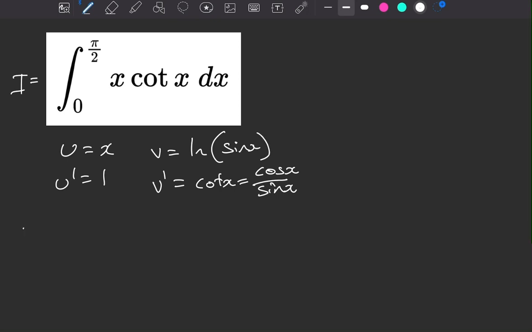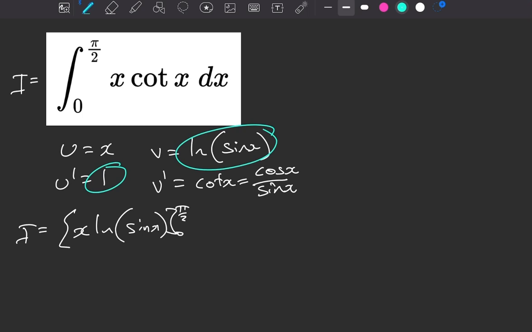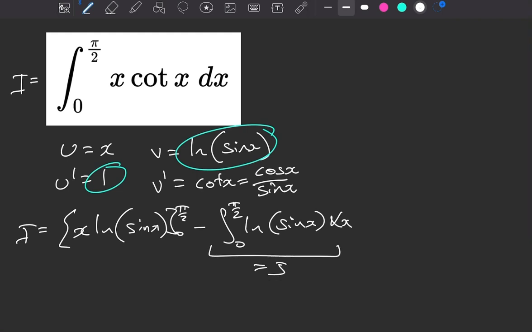Sticking that together then, our integral is going to become u times x, so x natural log of sine x, evaluated at pi on 2 and 0, minus the integral of u dash v, so 1 times the natural log of sine. And that's evaluated, again, between 0 and half a pi. So this integral now we'll call J, and it's going to be our focus for part 2.